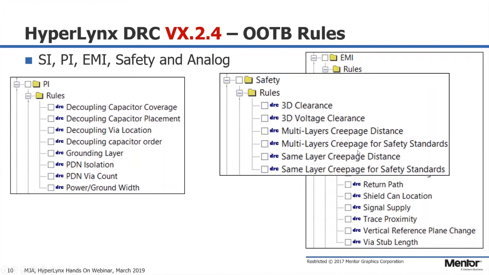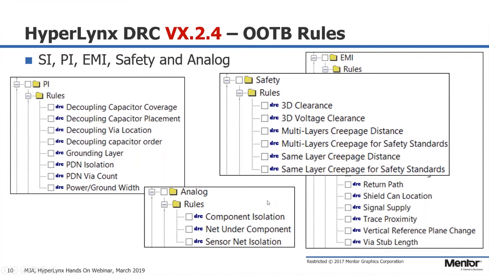A new thing to this flow is safety rules, and this covers things like creepage and clearance for high voltage nets. So that's a big issue there, trying to verify that you're not going to accidentally short out two connections through creepage. And then we've got a couple rules now in the analog space. So that's the HyperLynx DRC tool.